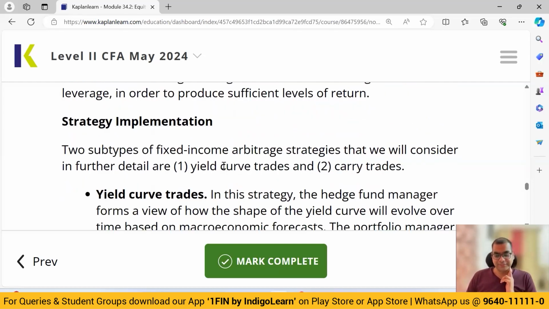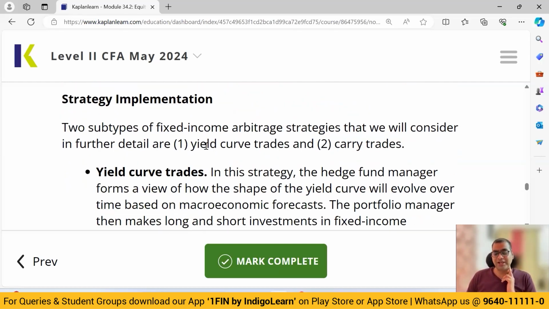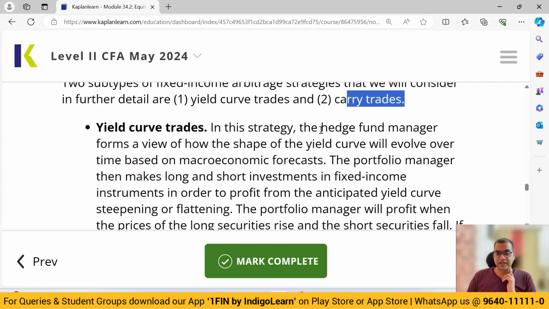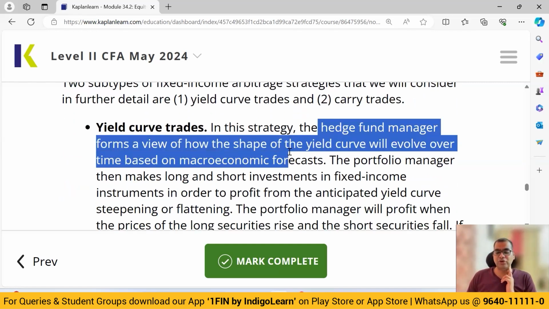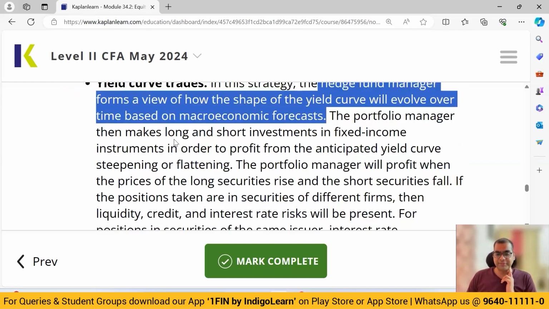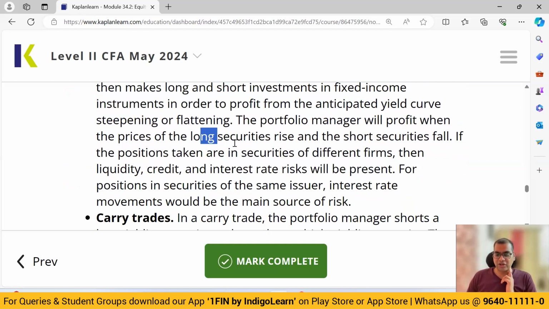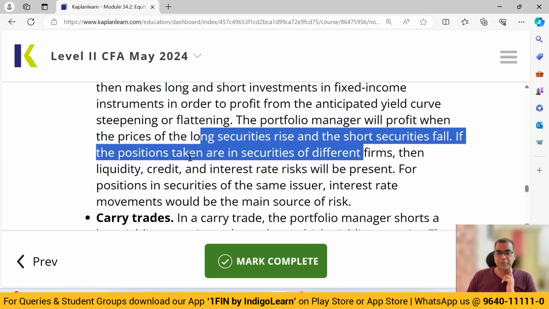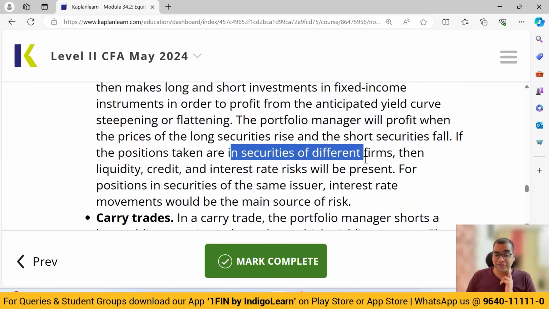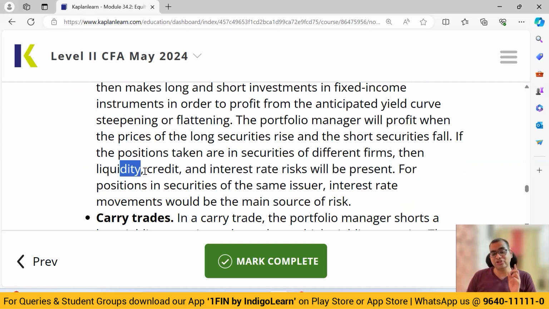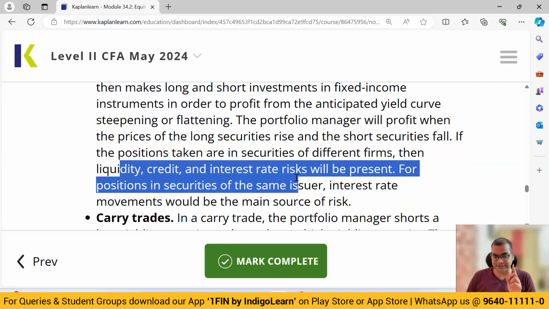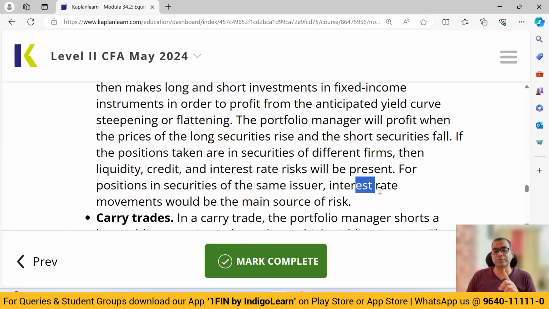Then what are the two types? In this, there are two types. One is called yield curve, which is what I was discussing, and the other is carry trades. In yield curve, the hedge fund manager will form a view of how the shape of the yield curve will evolve over time. The portfolio manager then takes long and short positions in fixed income instruments. They will profit when the price of the long rises and the short falls. If the positions are taken in securities of different firms, then you will also have liquidity, credit, and interest rate risks. For positions of the same issuer, only interest rate movements will be the main source of risk.